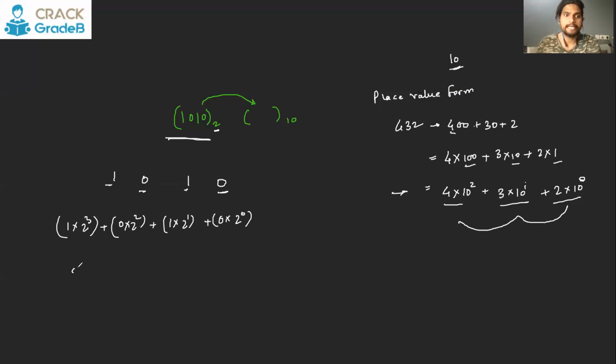2 raised to the power 3 into 1 is 8. Plus, this is going to be 0 because you're multiplying with 0. Plus, 2 raised to the power 1 means 2. Plus, this is again 0. So 8 plus 2, that is 10. So yes, the decimal converted form for this number is 10.